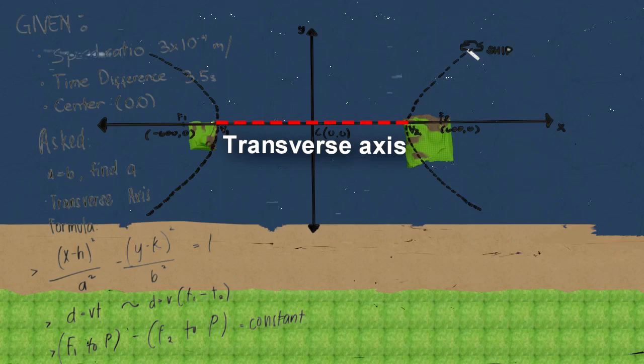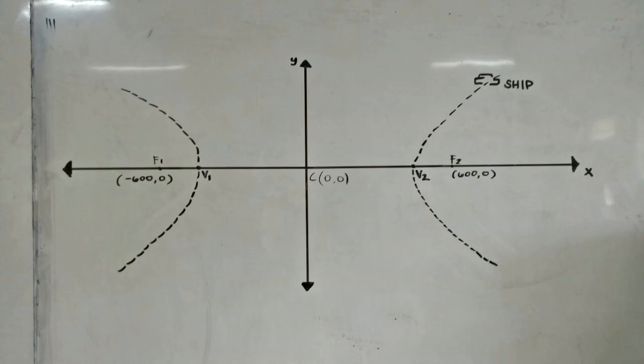To find A, we need to find the transverse axis. The formula for the hyperbola is (x minus h) squared over A squared minus (y minus k) squared over B squared equals 1. D equals V times (T1 minus T2). F1 to P minus F2 to P equals a constant. The constant equals the transverse axis. The situation will look like this in the graph.